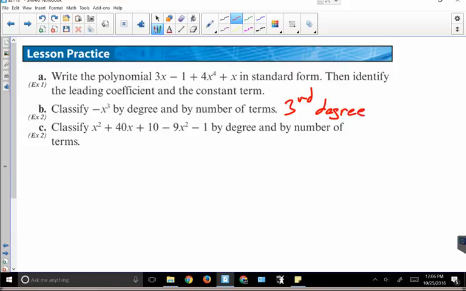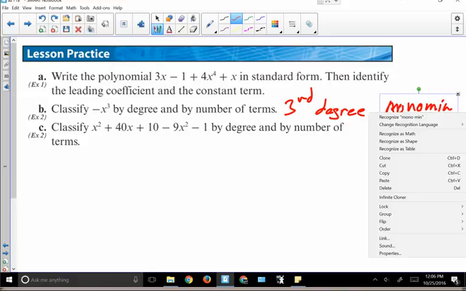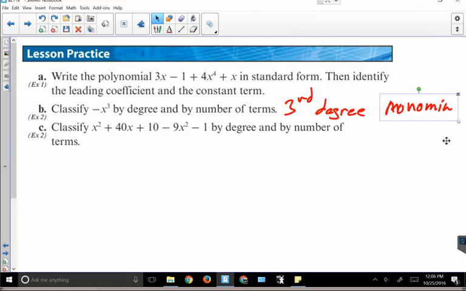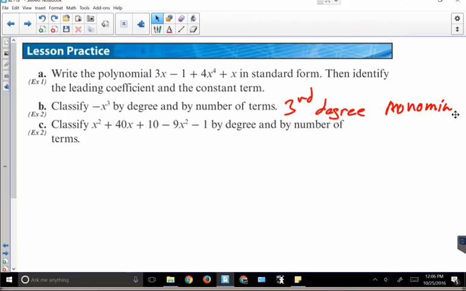Got 2 there. Riley, how many terms does this thing have? How many things do you see there if I want to classify -3x by degree and number of terms? How many things are there? 1. So this is a monomial. Easy enough. You just got to remember what the terms are going to be.